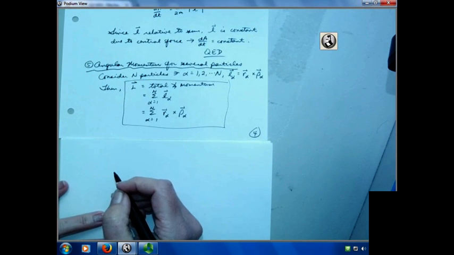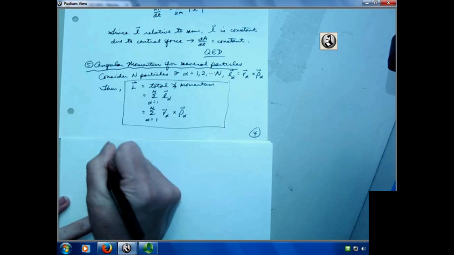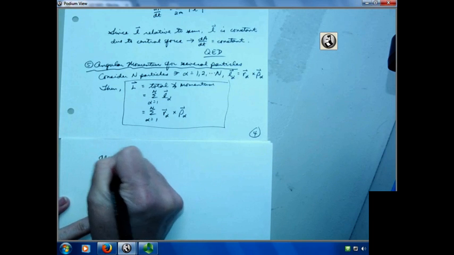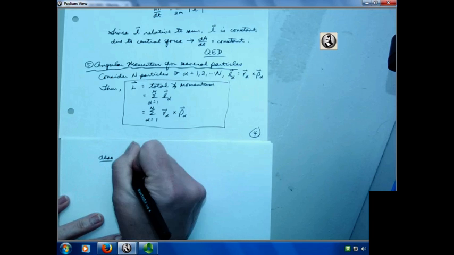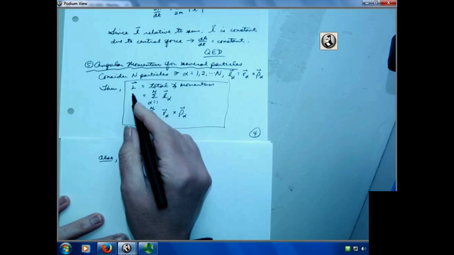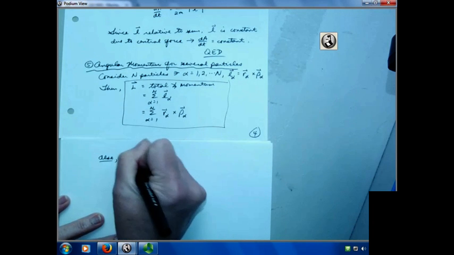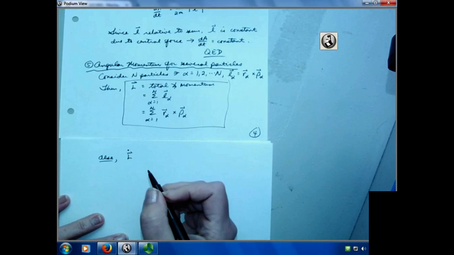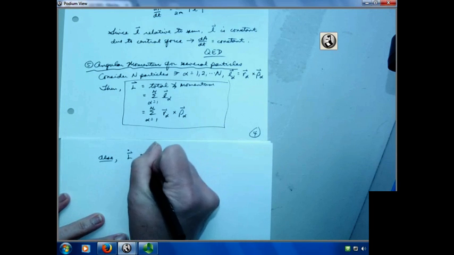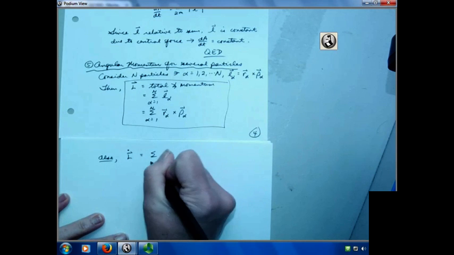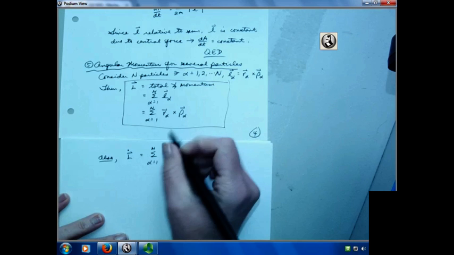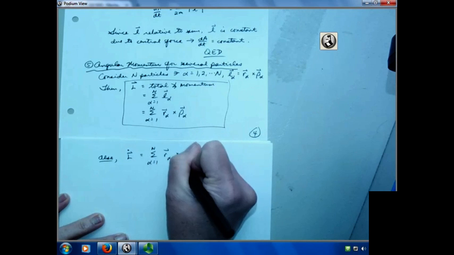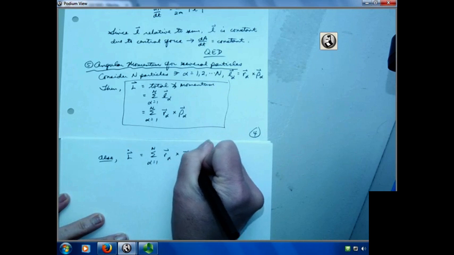So what else can we say about that? Let's see if that expression gives us anything else interesting. Maybe I want to think about the time rate of change of the total angular momentum of the system. That would be sum alpha equals 1 to n of r sub alpha cross p sub alpha dot.